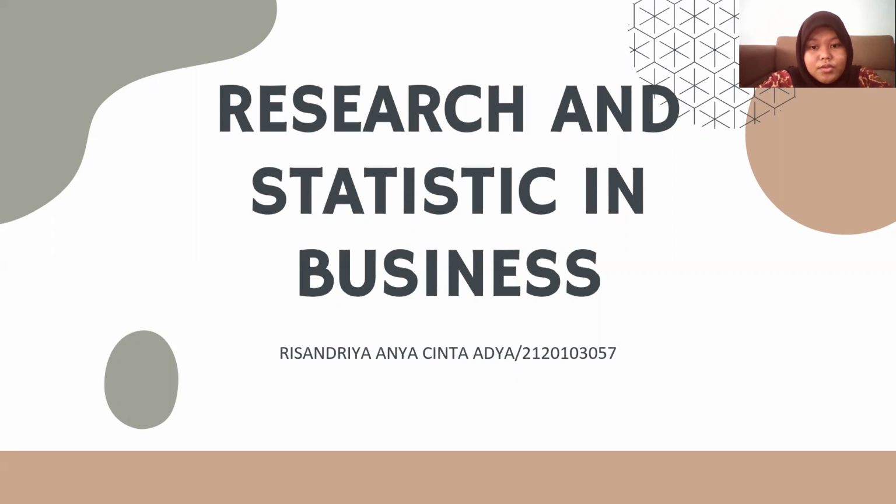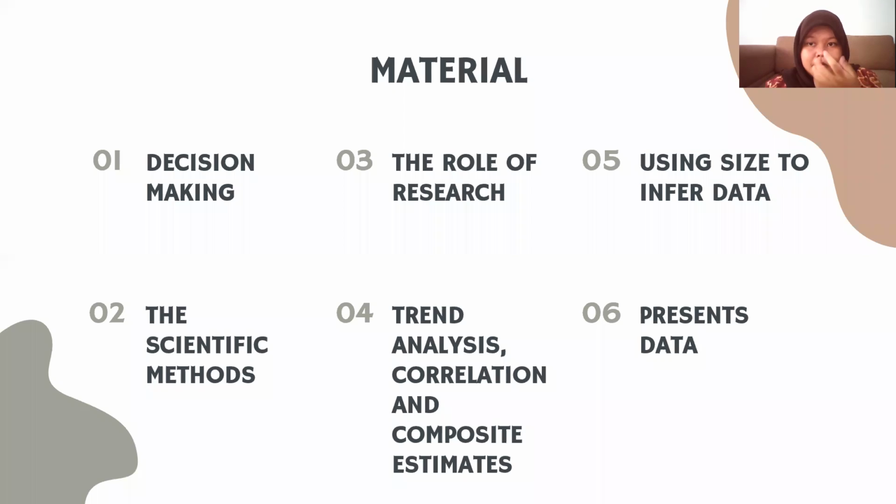Today I'm going to share with you about research and statistics in business. There are 6 materials that we will discuss: decision making, the scientific method, the role of research, analysis of trends, central tendency, and then correlation and composite data, measures to infer data or using size to infer data, and the last is presenting data.